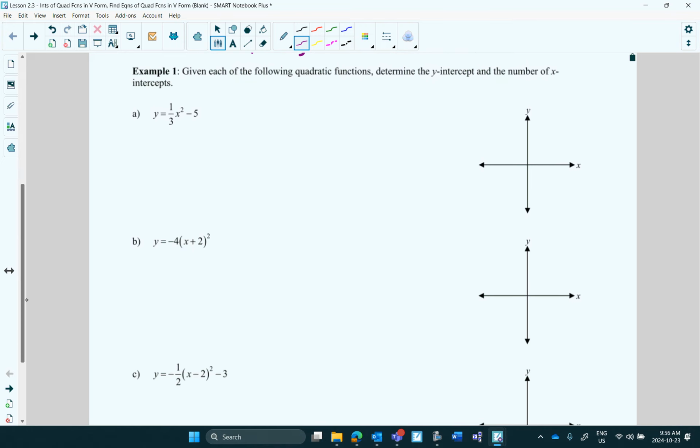Like I said, for the time being, I want you to be able to actually calculate the y-intercept, but only tell me how many x-intercepts there are. So how do we calculate the y-intercept algebraically? We make x equal 0. So we plug it in. 1/3 times 0 squared minus 5. And that means the y-intercept works out to -5.